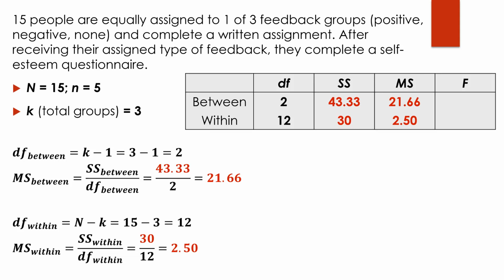What we can see here is that the degrees of freedom between is 3 minus 1. So we have 3 groups minus 1, so we get 2. You take SS between over 2, and you get a mean square between of 21.66. You take the total number of people, 15, minus the number of groups, 3, so you get 12. So you take SS within, 30, over DF within, 12, and you get 2.5. Okay, so we have mean squares between and within. We got our numbers there.